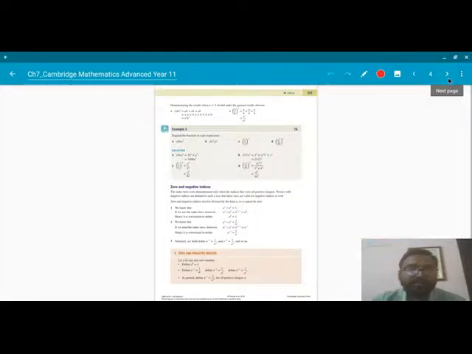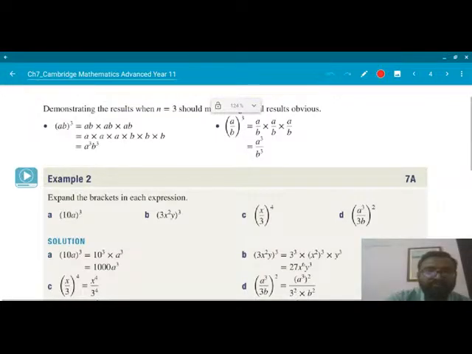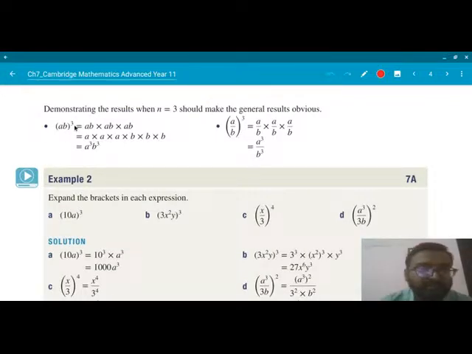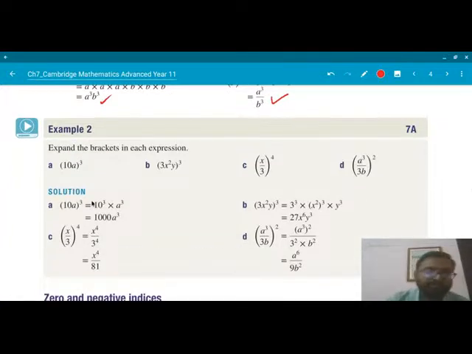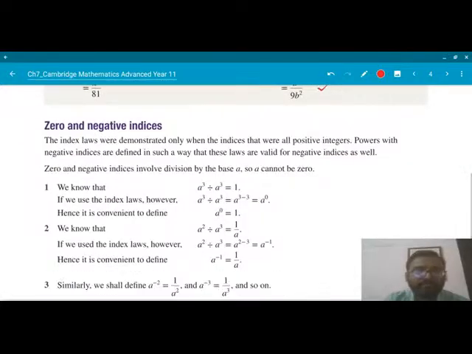Okay, so next, this is a formula. Here you can make it: a b whole power 3 is nothing but a power 3 b power 3. It's the index formula. a by b whole power 3 is a cube by b cube. Similarly, you can expand it. It is a simple example. You have to multiply, then simplify. That's it.